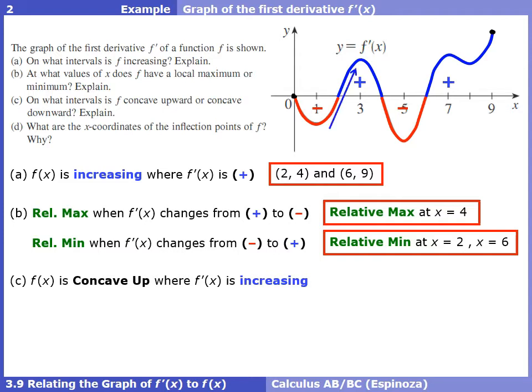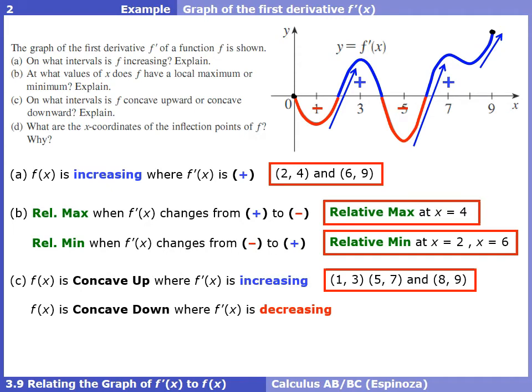I'm going to use some arrows now to indicate increasing and decreasing. So you can see our graph is increasing in these three intervals. What are those three intervals? From 1 to 3, from 5 to 7, and from 8 to 9.